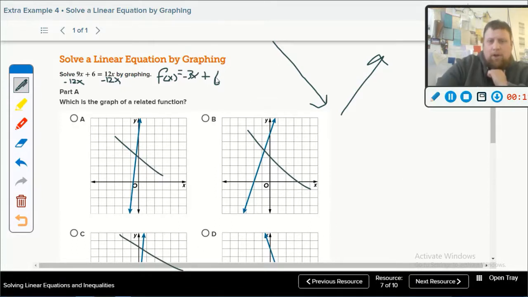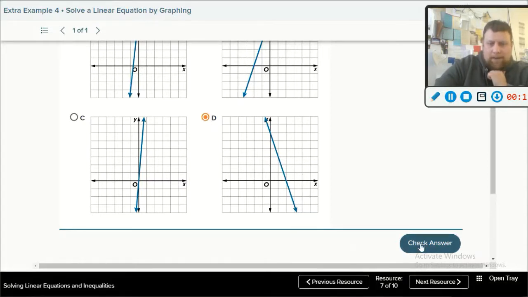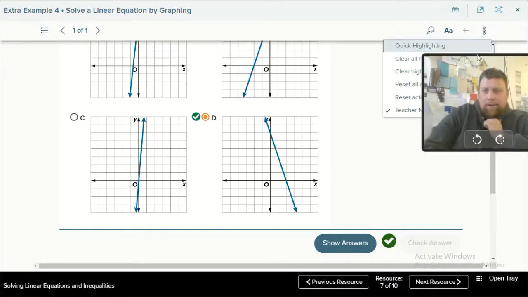Let's see, though, if it has a start value of 6 and a slope of negative 3, okay? So let's see, start 1, 2, 3, 4, 5, 6, there we go, and down 1, 2, 3 over 1, look at that, a slope of negative 3. So it is indeed D. Look at that. All right, let's get moving on.